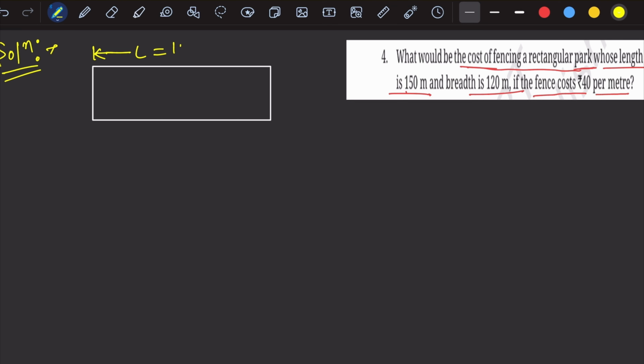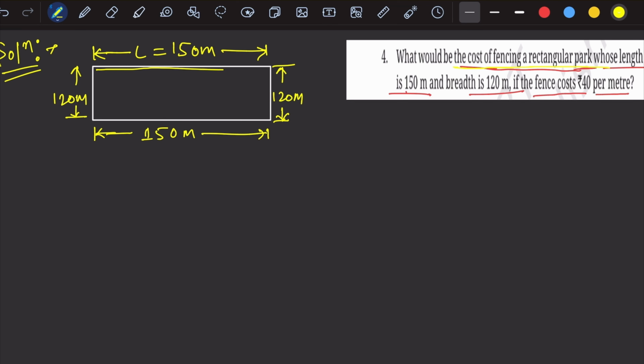Length is L equals 150 meter, so this will also be 150 meter, and breadth is 120 meter. Okay, this is 120 meter, this is also 120 meter. What we have to find out is the cost of fencing a rectangular park. So we need to fence this whole park of this length and breadth.